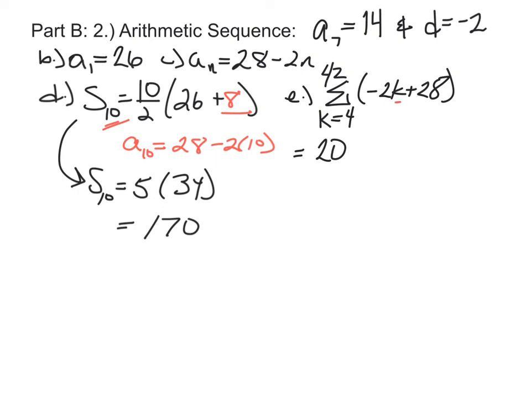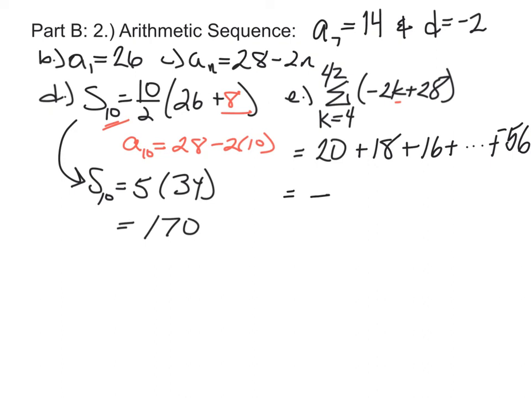As we continue, plugging 5 in for k will give us negative 2 times 5, which is negative 10. Negative 10 plus 28 is 18. The next one's going to be 16, and so on, all the way down to the 42nd term. And if you go negative 2 times 42 plus 28, you should get negative 56. Now we have enough to actually find out what the sum is.